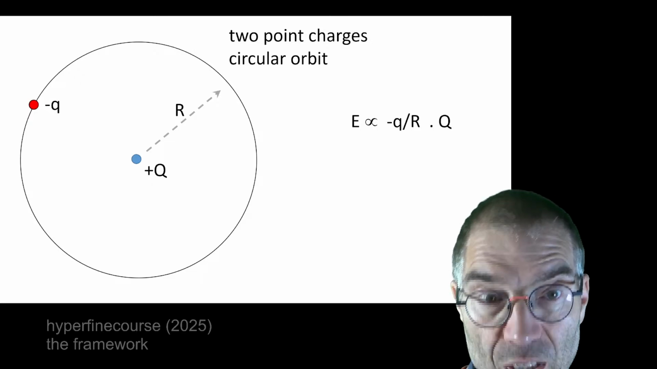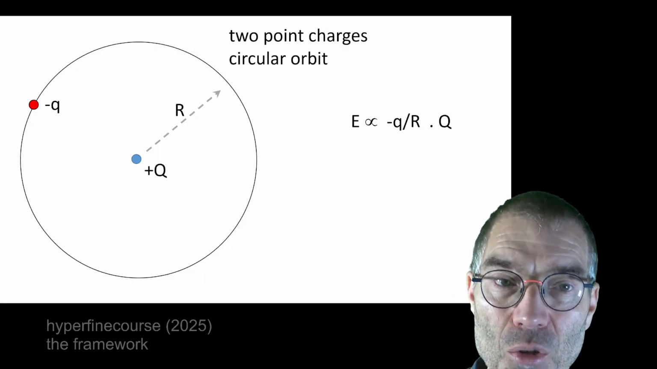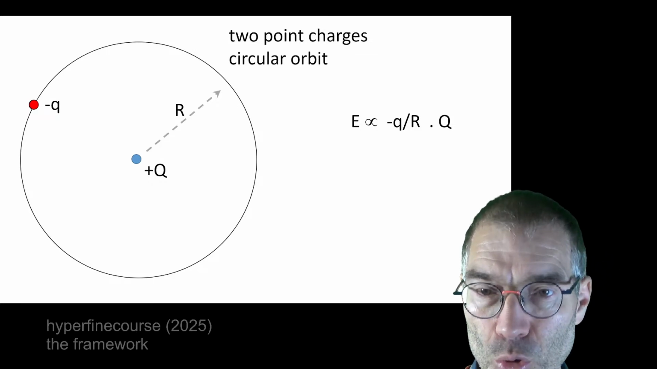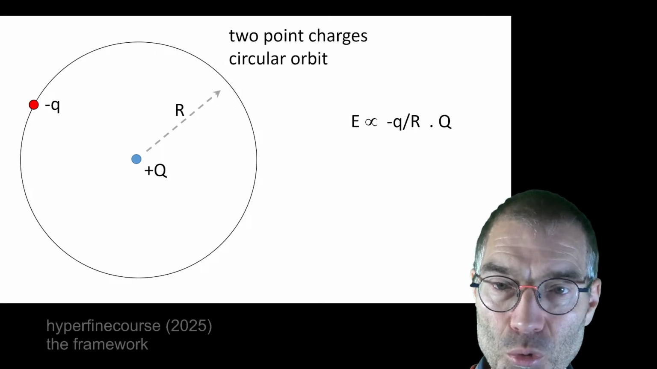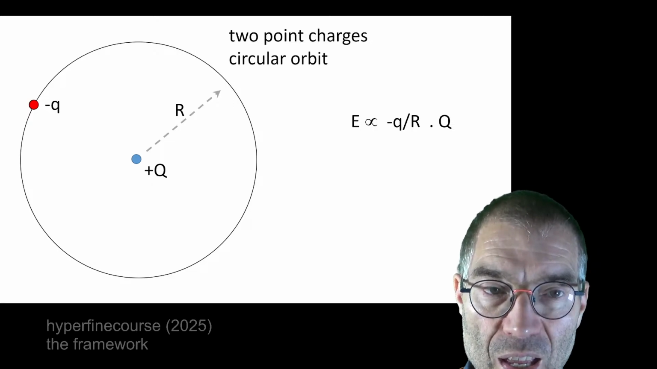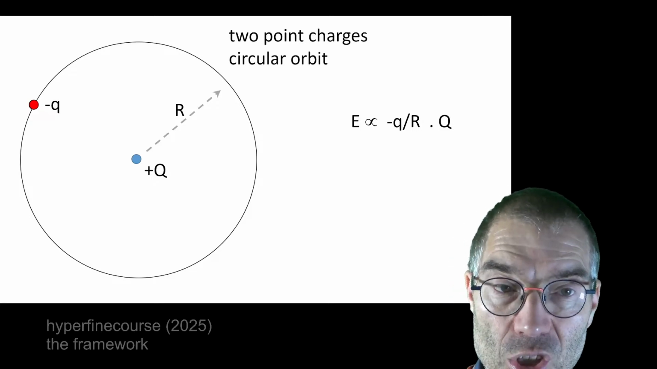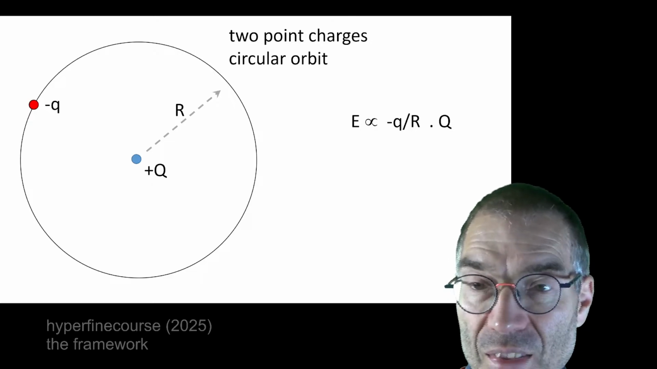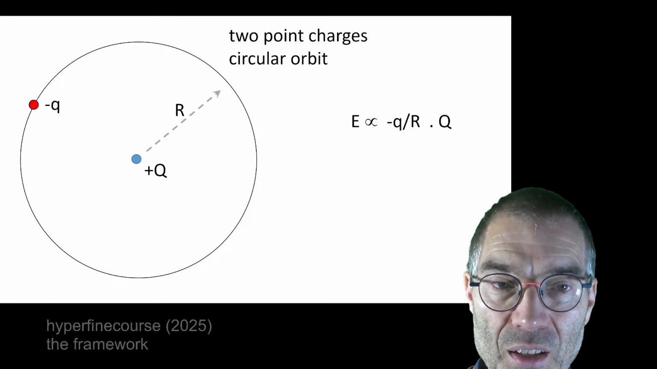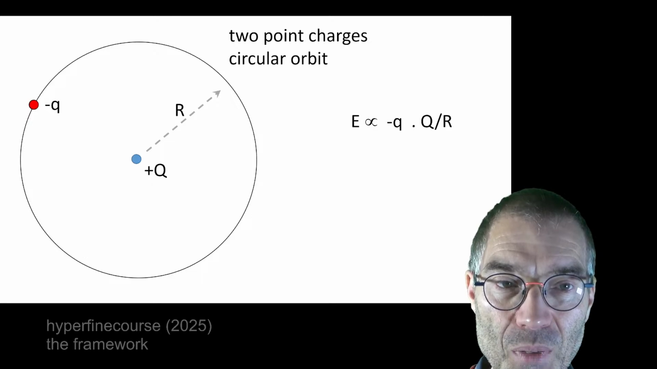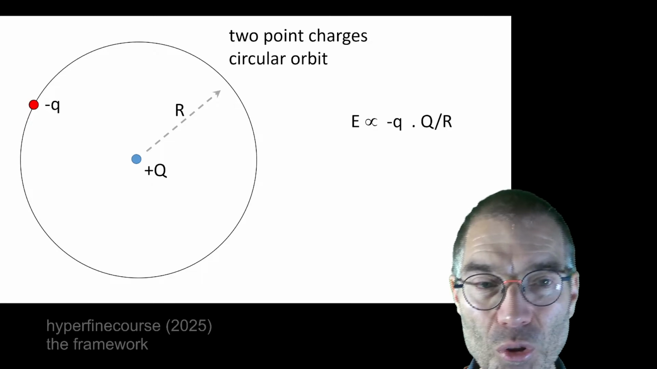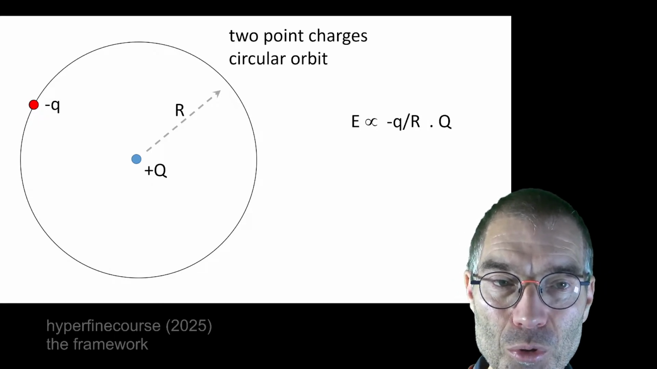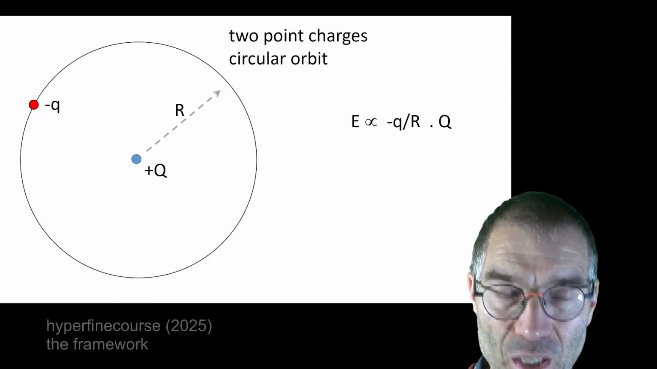However, you could imagine this from the position of the nucleus. You could also sit at the position of the nucleus where you have a charge Q and look at the potential generated by the electron at the position of the nucleus. And that would be minus Q over R. So it's exactly the same result, but the way you write it, either from the point of view of the electron or from the point of view of the nucleus, is different.